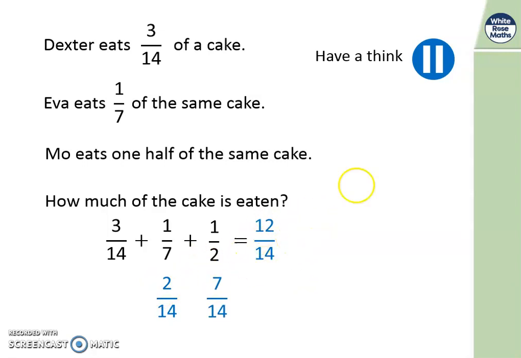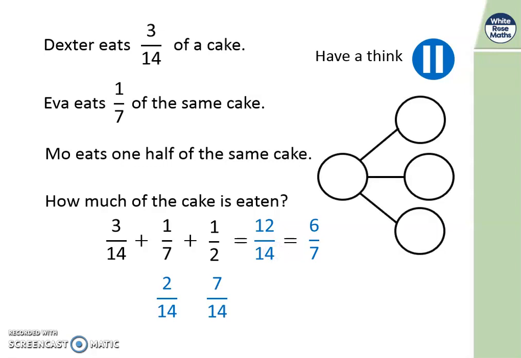Is there a number that goes into both 12 and 14? Yes, 2. How many 2's go into 12? 6. How many 2's go into 14? 7. So it's equivalent to 6/7. Well done if you work that out.